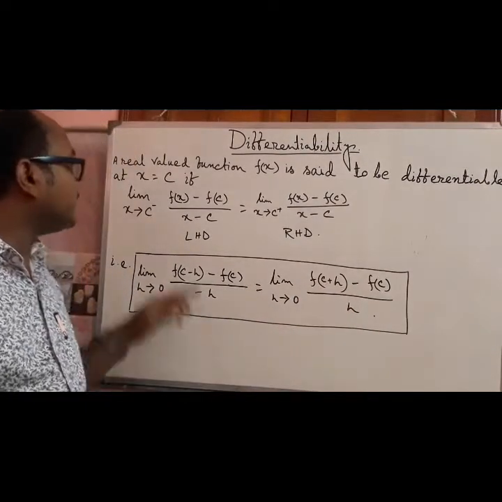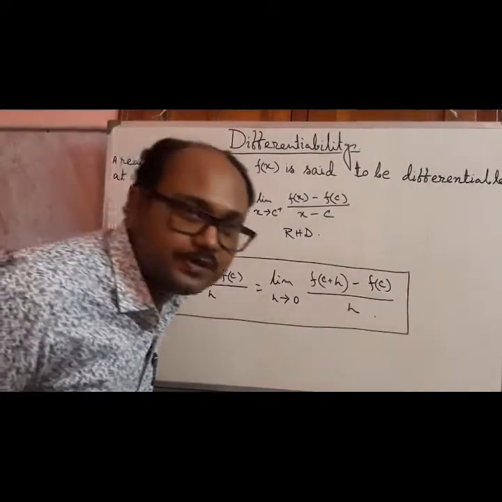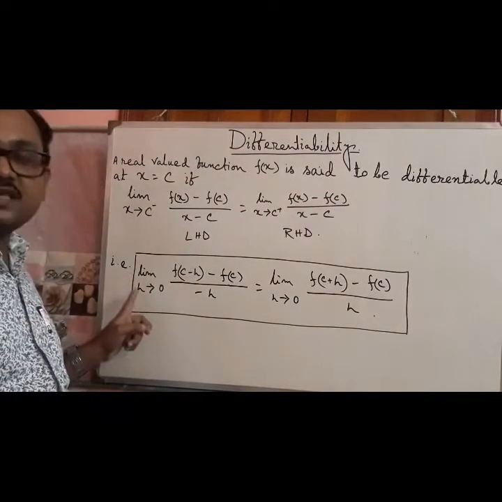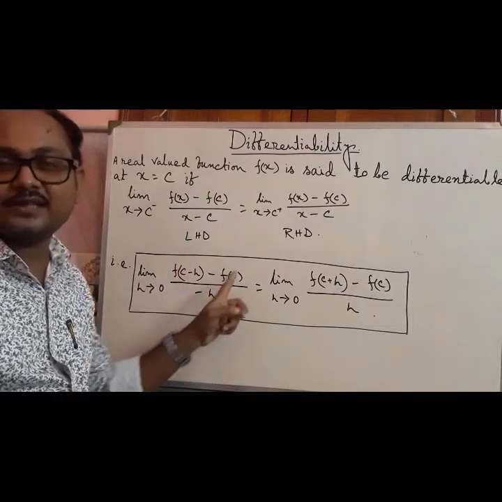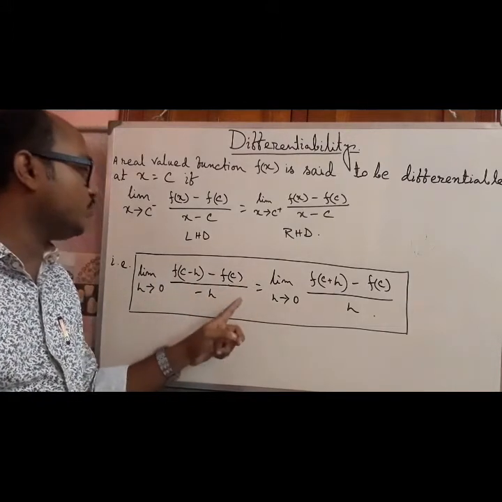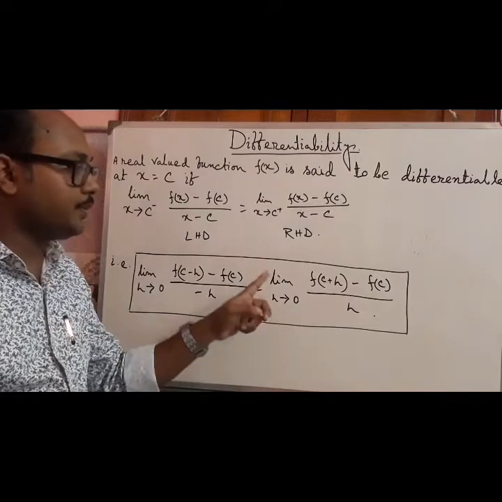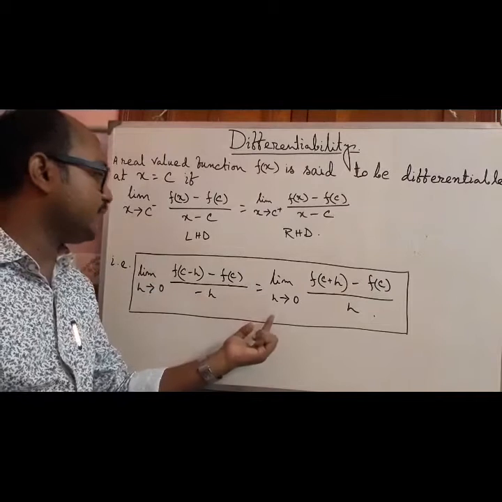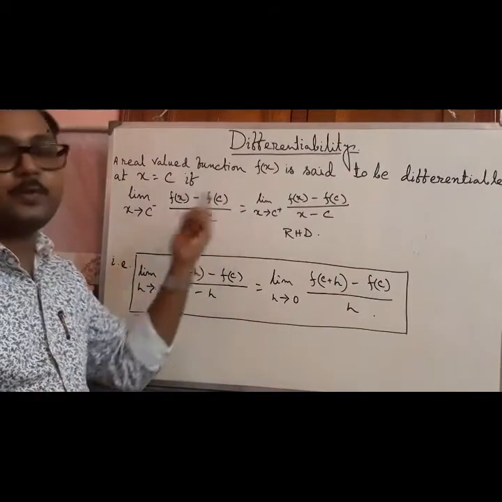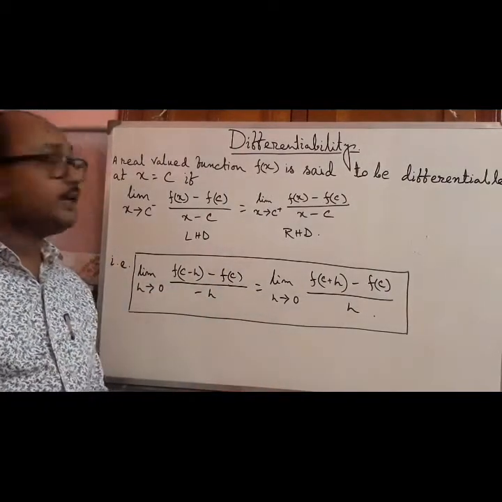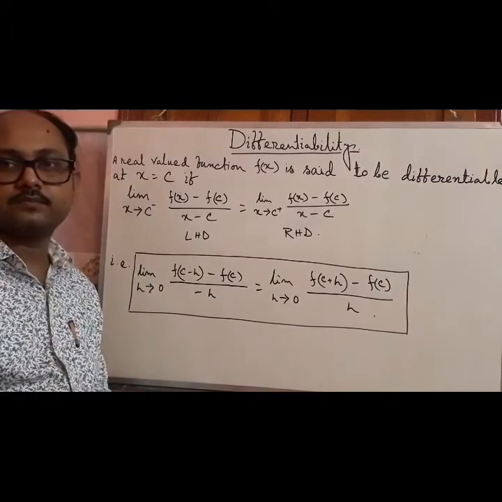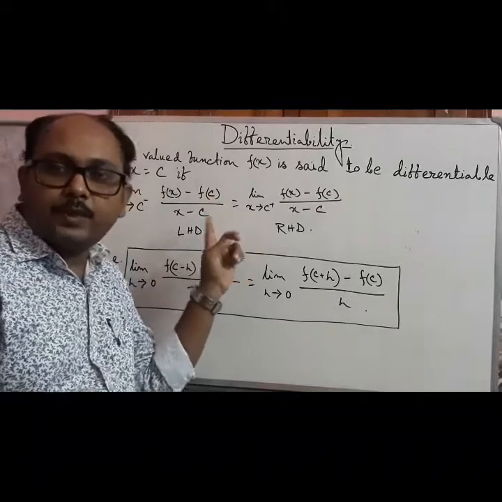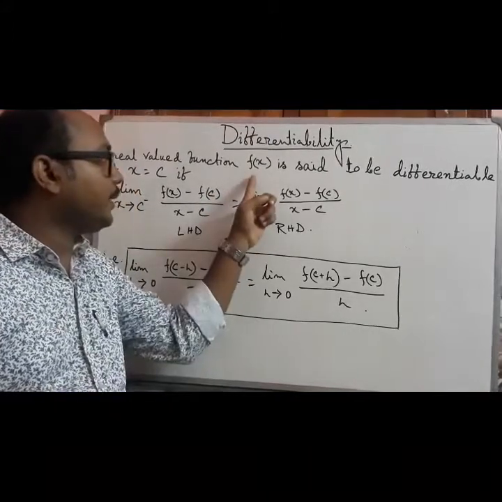That means a function f of x is said to be differentiable at the point c if the limit h tends to 0, f of c minus h minus f of c by minus h is equal to limit h tends to 0, f of c plus h minus f of c by h. If this is satisfied, then only we can say that the function f of x is differentiable at x equal to c. In this process, we just checked the differentiability of a function f of x at a particular point c.